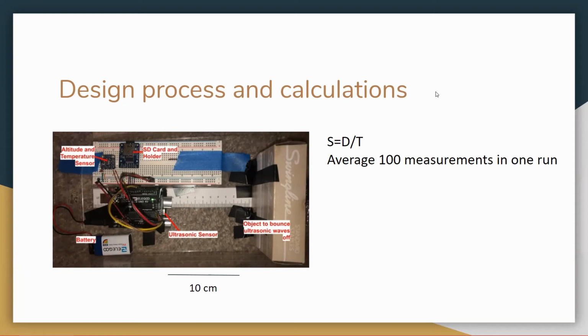For our calculations, we found the speed of sound by dividing 20 centimeters by the time between the signal being sent out and received by the ultrasonic sensor. And we did this about 100 times in one run. We also measured altitude and temperature 100 times and averaged those values at the end of a for loop.